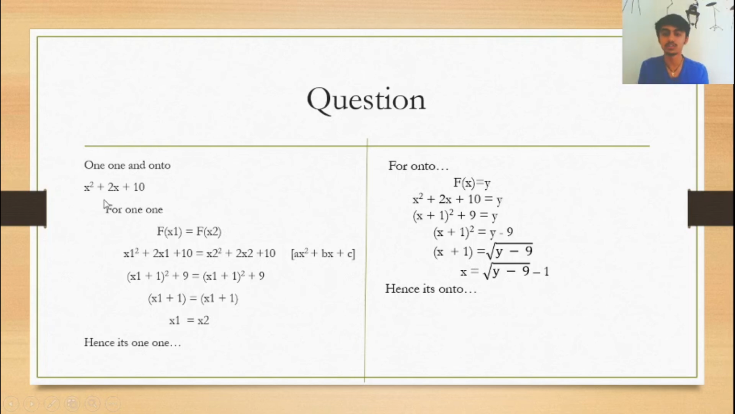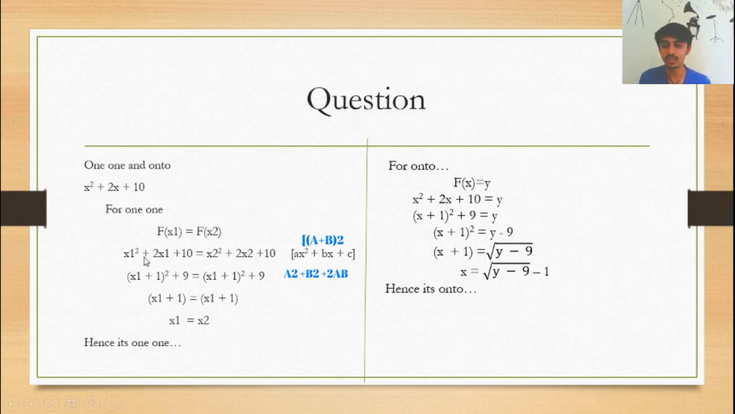onto or not. So first of all we'll check for 1-1. This is f of x. So we'll take f of x1 equals f of x2. Everywhere where there is x we'll write x1. It is hard because it is a PDF. If it were on the board it would be easy, but okay it's fine. So x1 square.